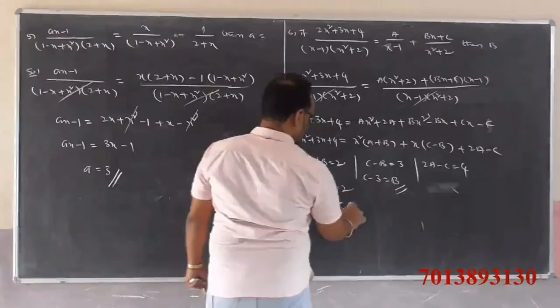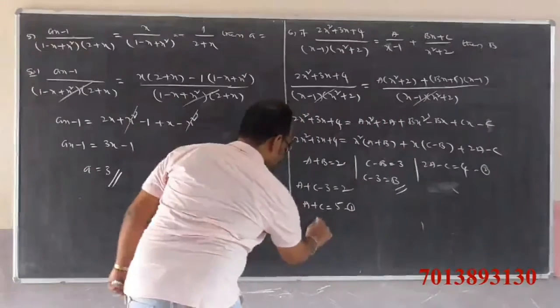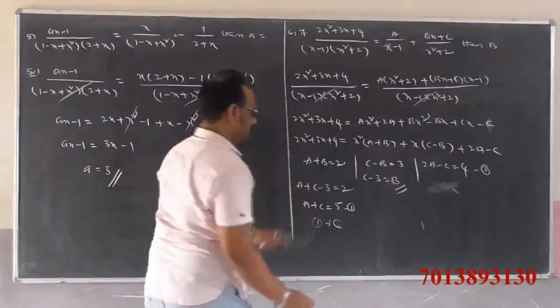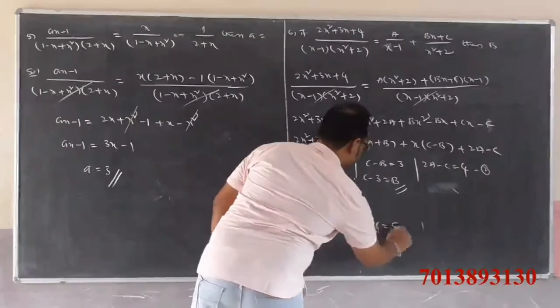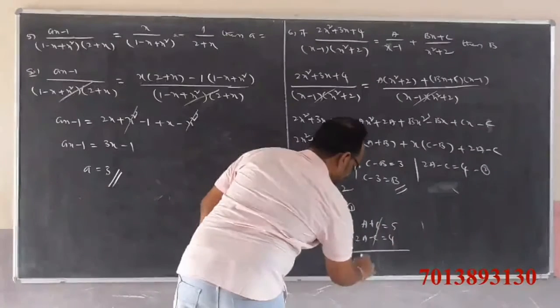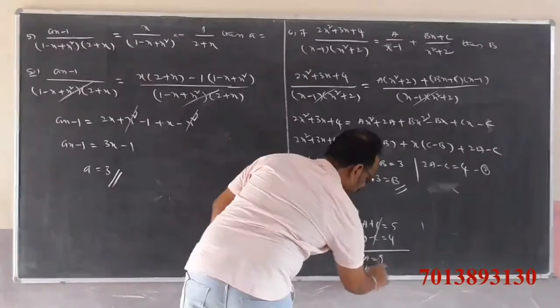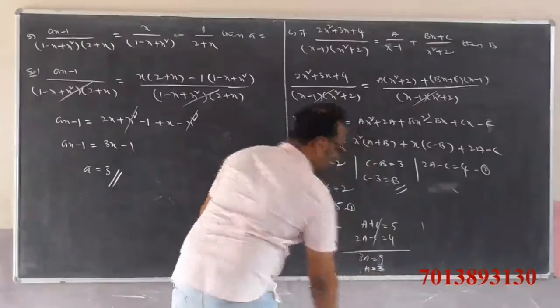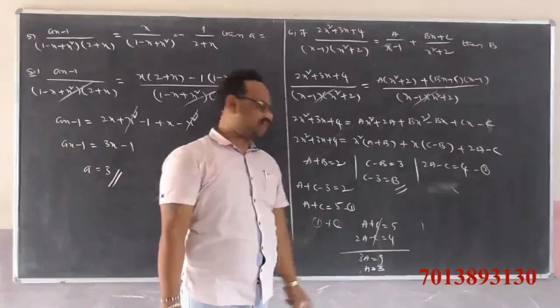This is equation number 1. This is equation number 2. Solve 1 plus 2. We get a plus c is equal to 5, 2a minus c is equal to 4. C gets cancelled. 3a is equal to 9. Clearly a is equal to 3. 3a is equal to 9, a is equal to 9 by 3. We get a is equal to 3.